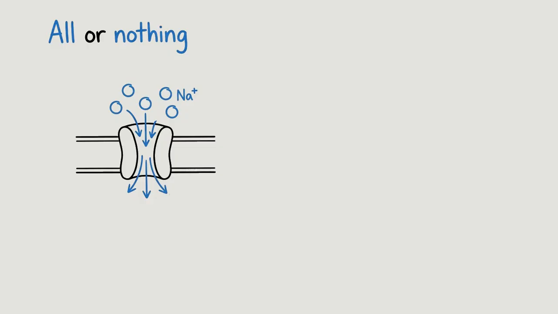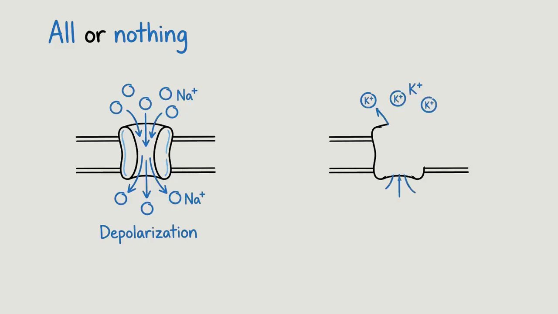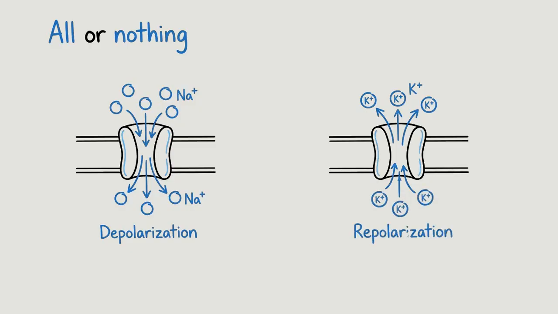Once threshold is reached, the action potential is all or nothing. Voltage-gated sodium channels open. Sodium rushes in, and the membrane rapidly depolarizes, briefly becoming positive. Then the sodium channels inactivate, and voltage-gated potassium channels open. Potassium flows out, repolarizing the membrane. Because potassium channels close slowly, the membrane overshoots and becomes briefly more negative than resting.